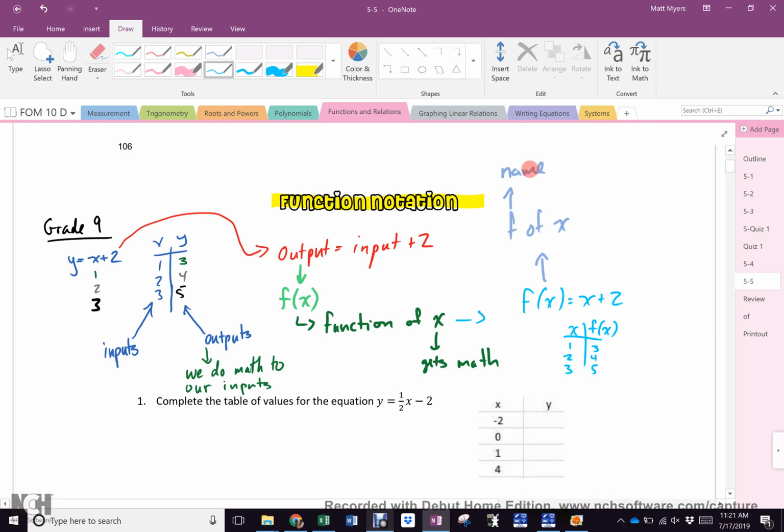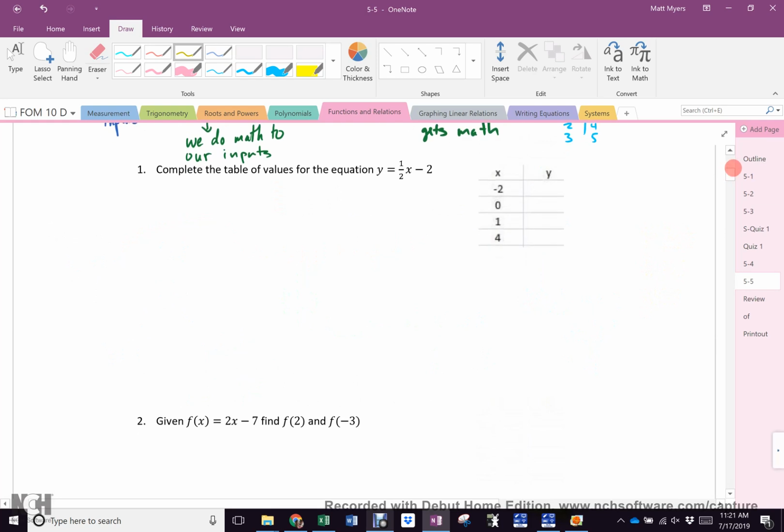This f is the name. So if I have another equation, I can't use f. So we would use another letter: g of x, h of x, i of x. That is all just naming the equation. Everybody good?